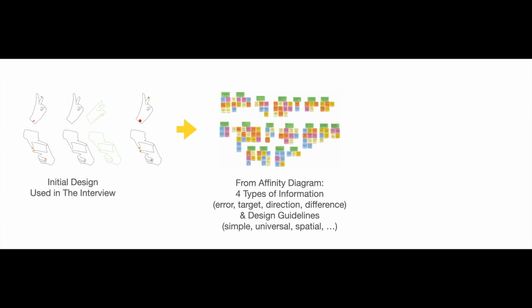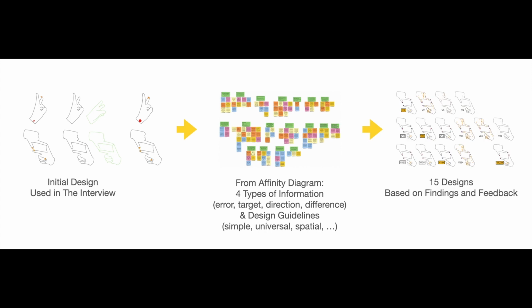First, from an interview, we identified 4 types of information that users need in a gesture guidance system and extracted design guidance for creating effective visualizations. Based on these results, we designed 15 types of visual guidance that manifest different combinations of 4 essential information types.